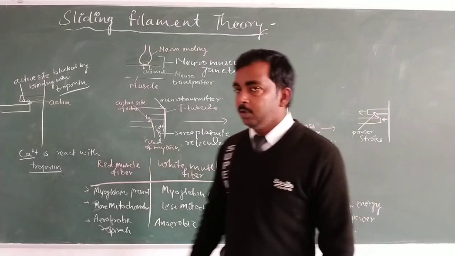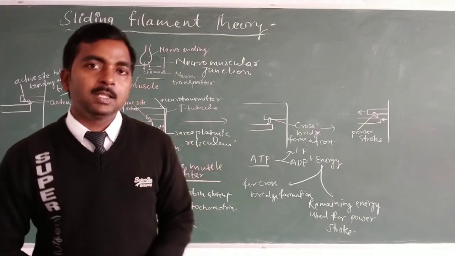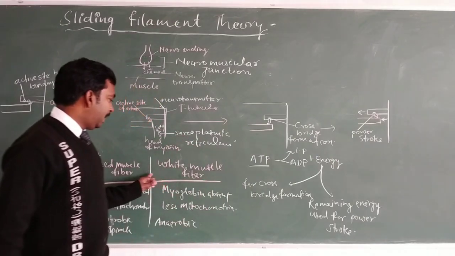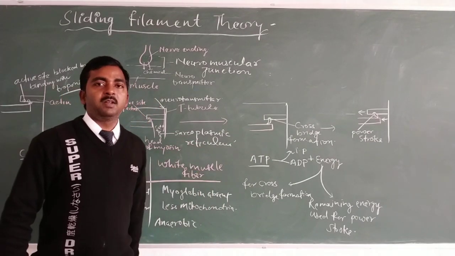So this is all about the sliding filament theory, as well as the types of muscle as red muscle fiber and white muscle fiber.